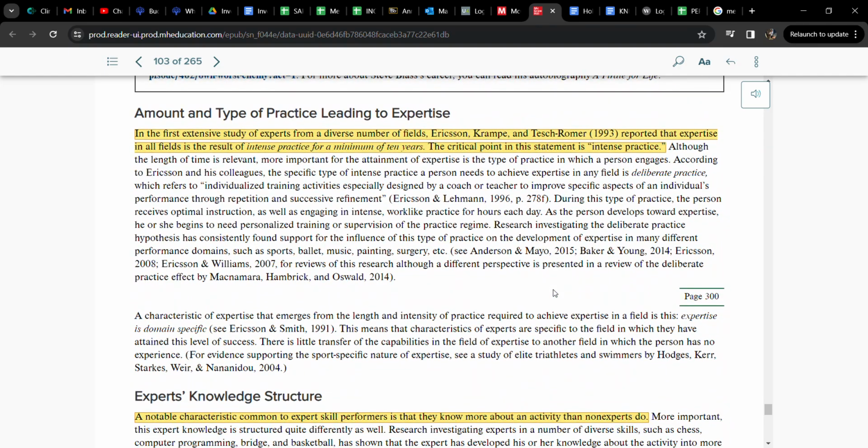The first thing that we want to talk about is how much time, how much practice, what kind of practice do we need to do? This group here in 1993 reported that expertise in all fields is a result of intense practice for a minimum of 10 years. So the critical point there is obviously noting the intense practice component.